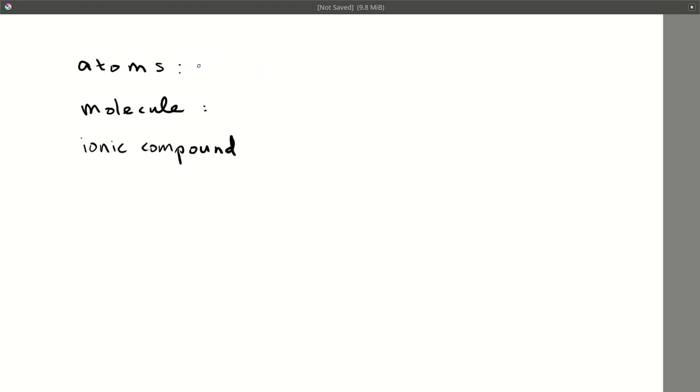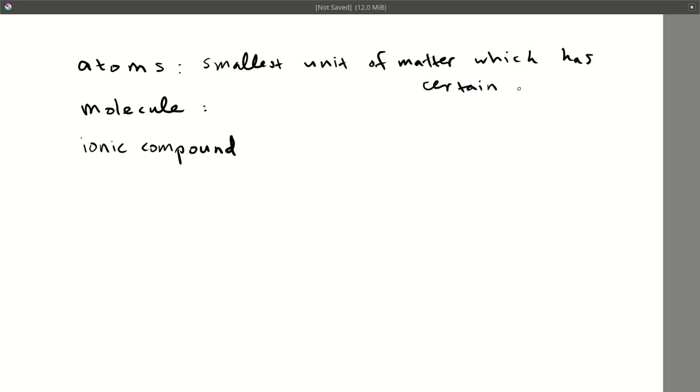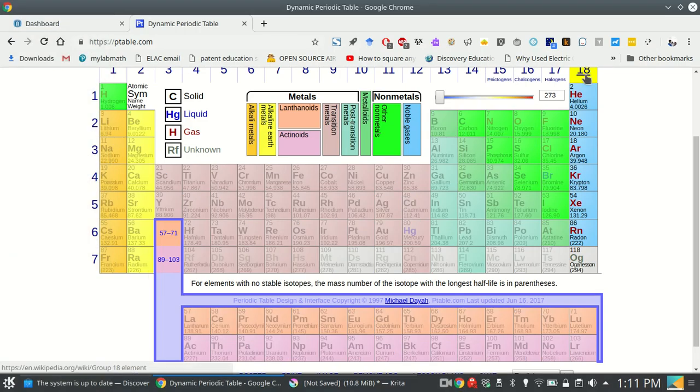So the atoms in Chem 65 are the smallest unit of matter that we work with, which has certain properties. Okay, now here's what I mean by that. If you take a gold atom, right? So gold is right here.